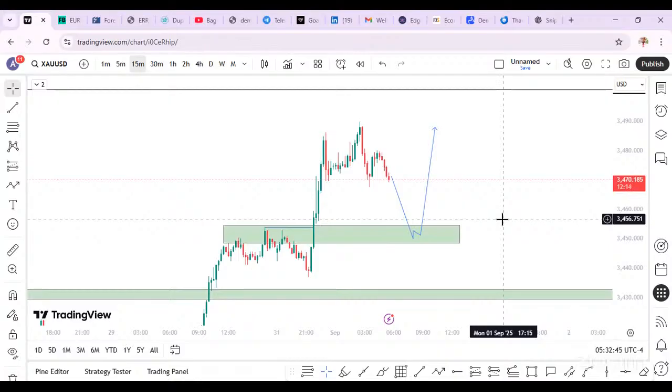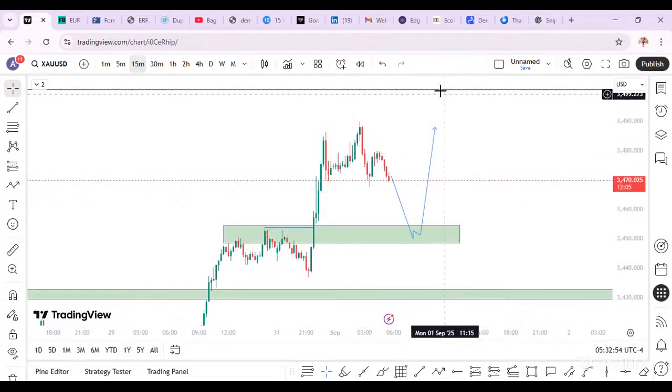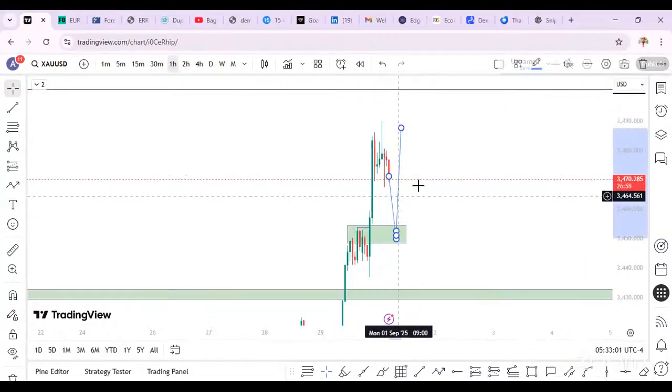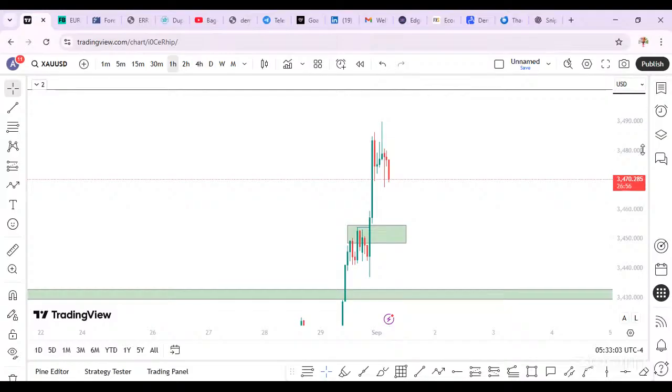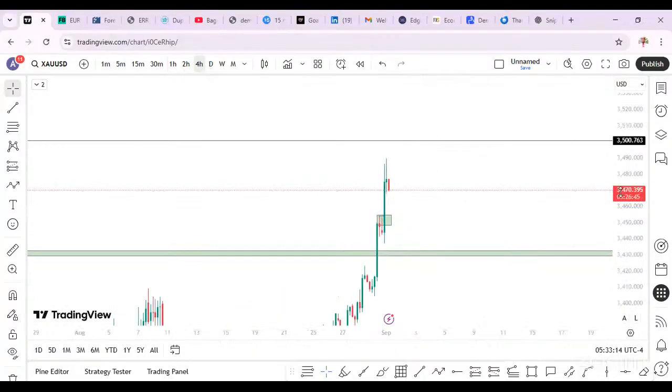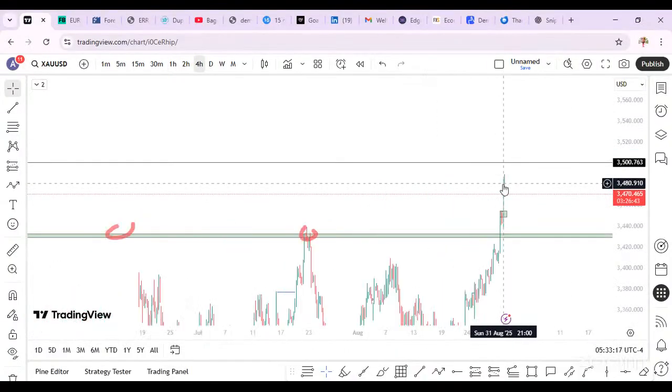But for now, it's better to look for a buy than to sell because gold is extremely bullish and we have a higher time frame liquidity that is above us. So that is what I will say on gold for those of us that trade gold. So let's see how the gold will develop.